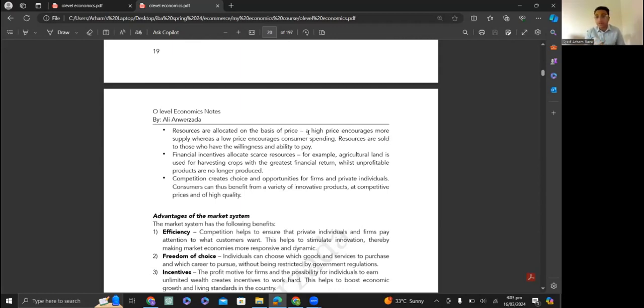If there is high demand for a product, it will have a high price. If there is low demand for a product, it will have a low price. If there is a high supply of the product, there will be a lower price. Low supply of the product means a higher price. These are things which we'll also discuss in our demand and supply chapter.